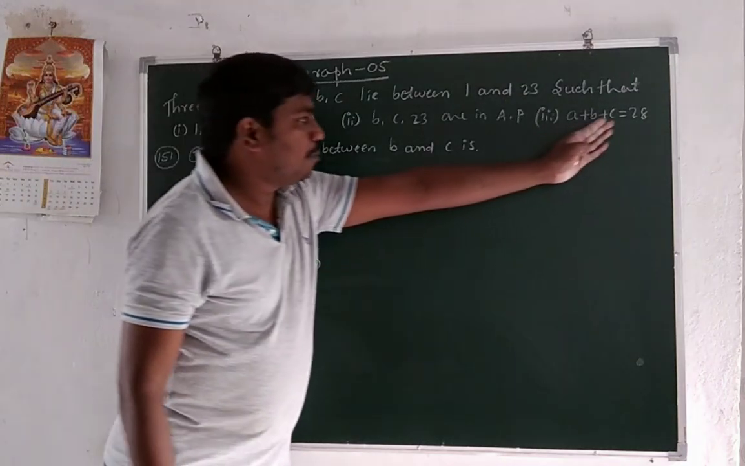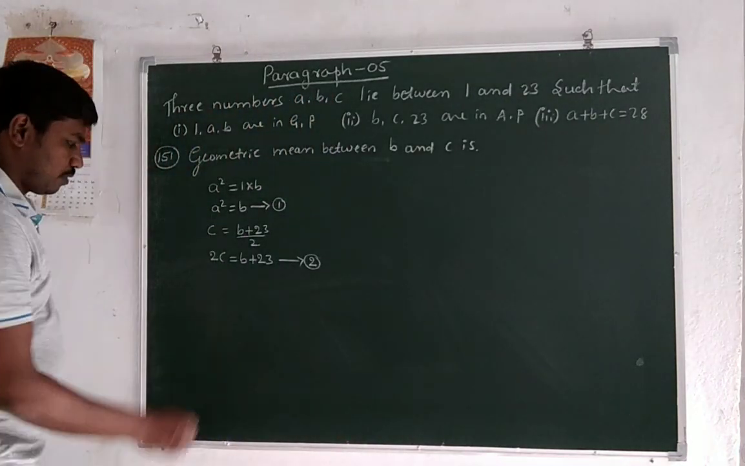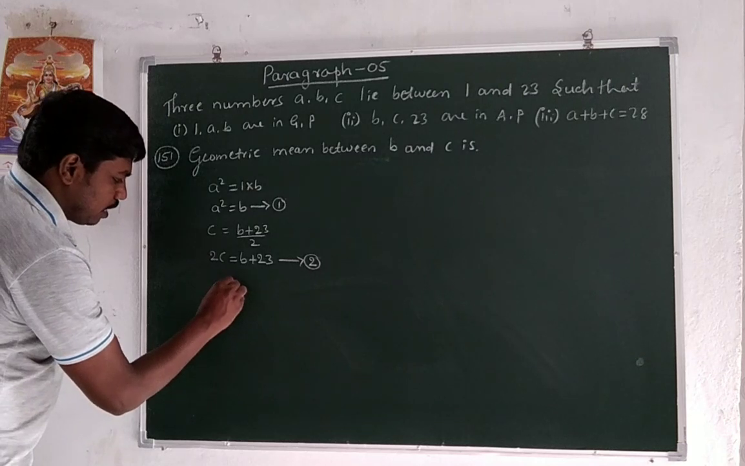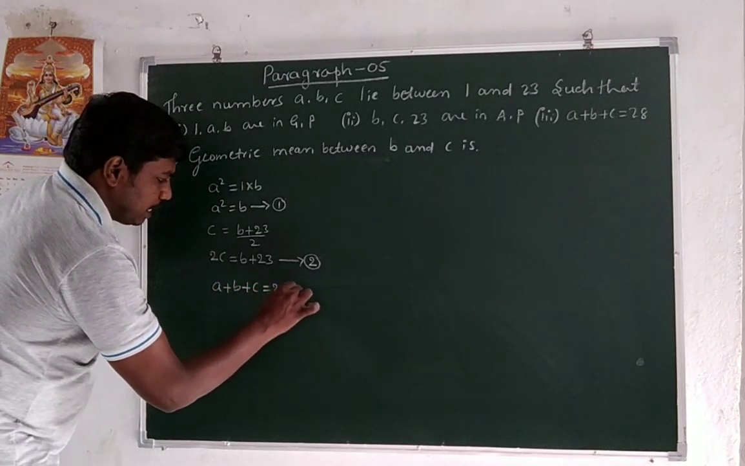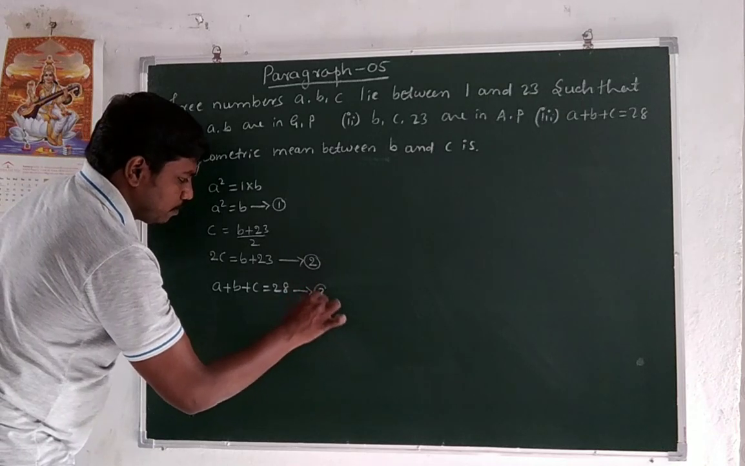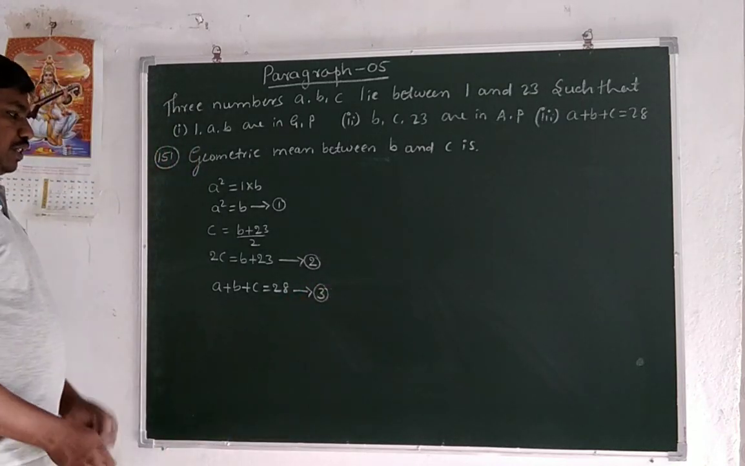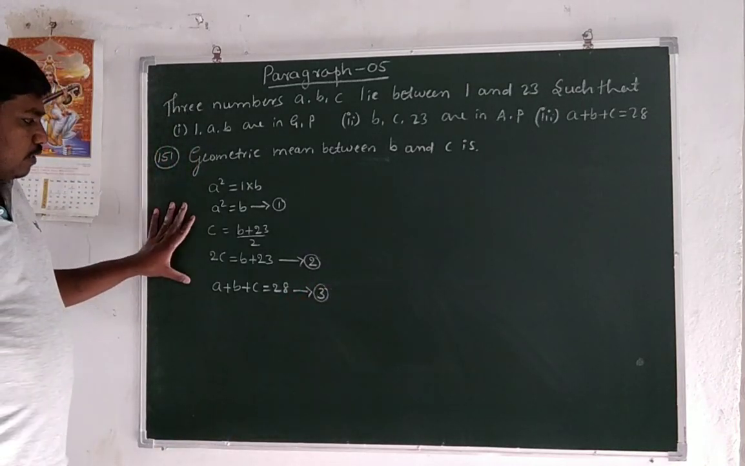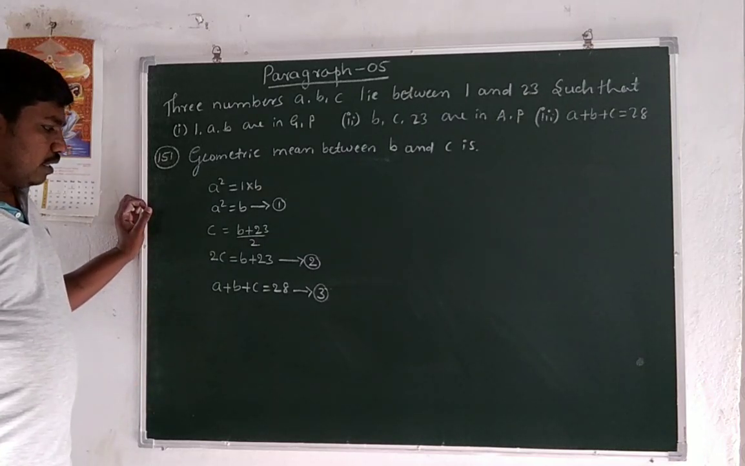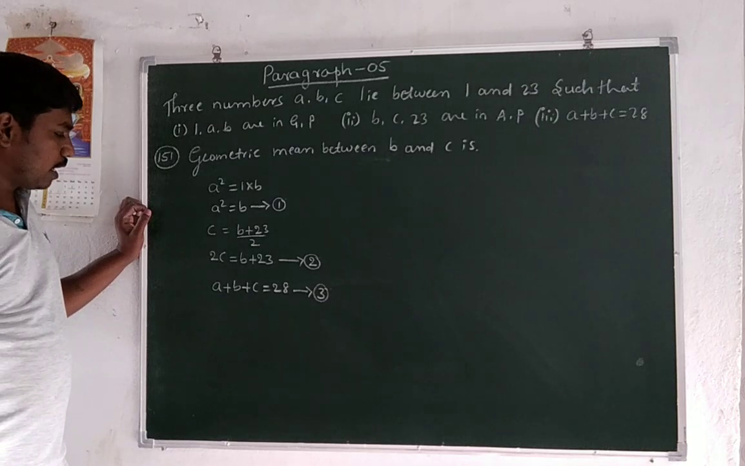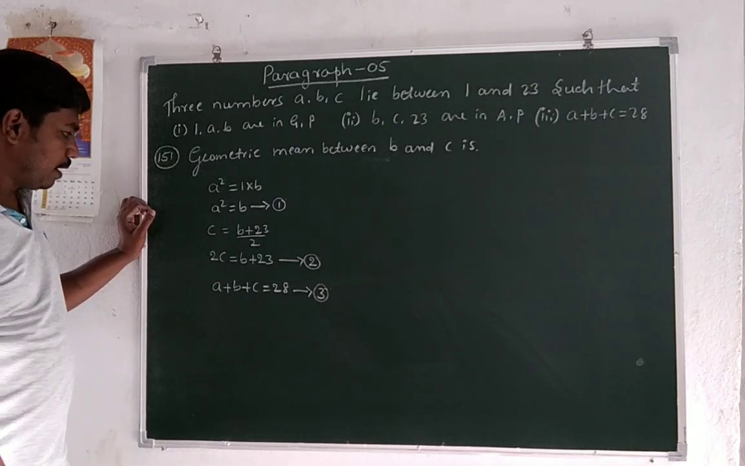Next, A plus B plus C is equal to 28. This is called equation 3. So use all the data. Try to solve for A, B, C using these equations.